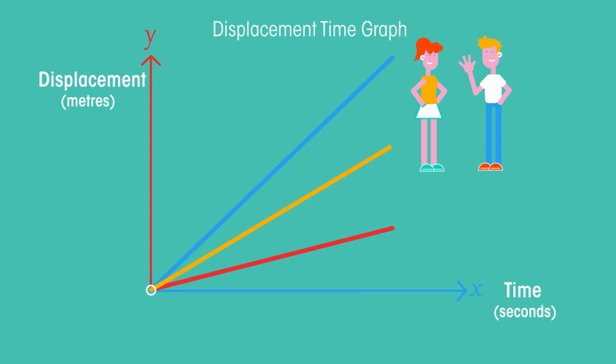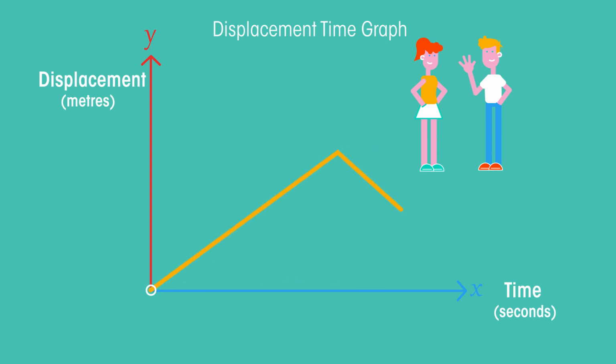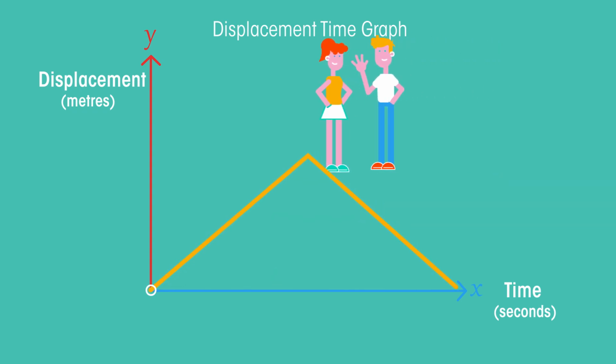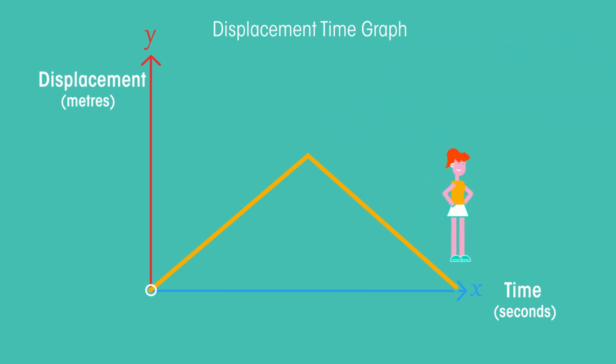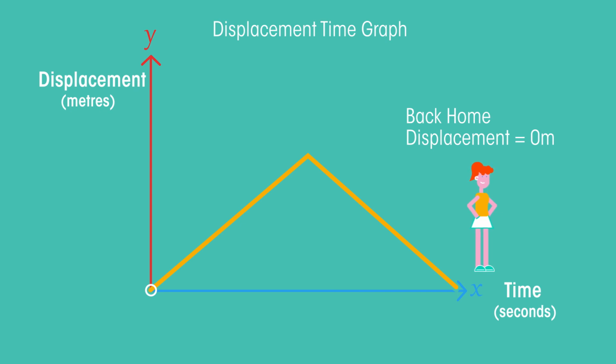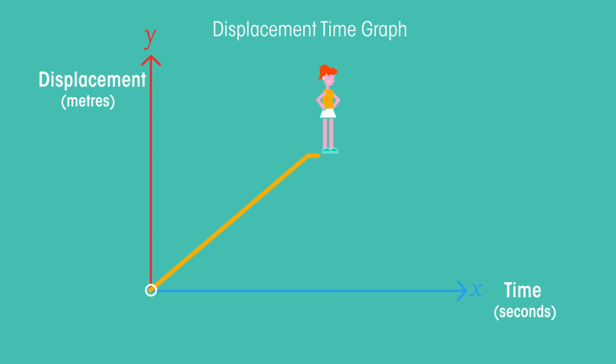She then walks back home at the same speed, but this time she is walking away from Bob, so the line we draw must head in the opposite direction. We draw the line downwards, back towards the horizontal axis. When she gets back to the horizontal axis, this means she is back home. She has no displacement anymore. If Alice stands still at any point, time will increase, but her distance will not change. This will mean that we draw a straight line across the plot.